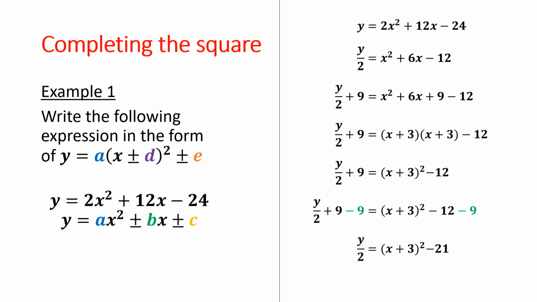And the last thing to do, because we divided by 2 at the start, we have to go back and times everything by 2, so we're left with just y by itself. So we end up with y is equal to 2 lots of x plus 3 all squared minus 42. And that's the form we're looking for.